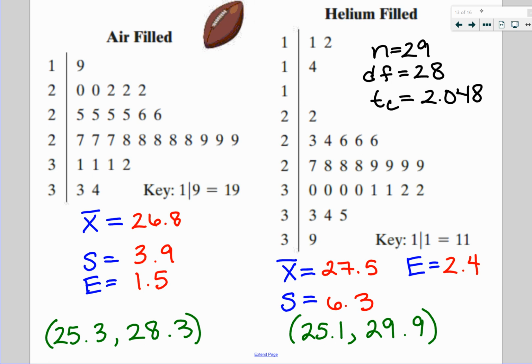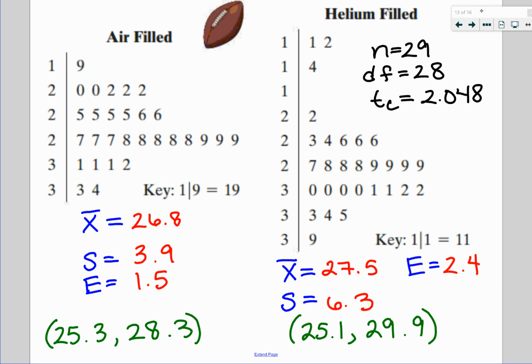Then adding and subtracting that to my sample mean, 26.8 and 27.5, you get your confidence intervals. For air, your confidence interval should be 25.3 to 28.3. Again, I rounded to 1 decimal place. You might have rounded to 2, and if yours is more exact, then that's fine. For helium, it should be 25.1 to 29.9. Questions getting those?